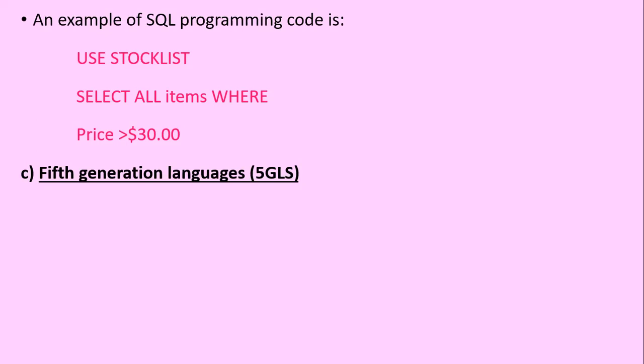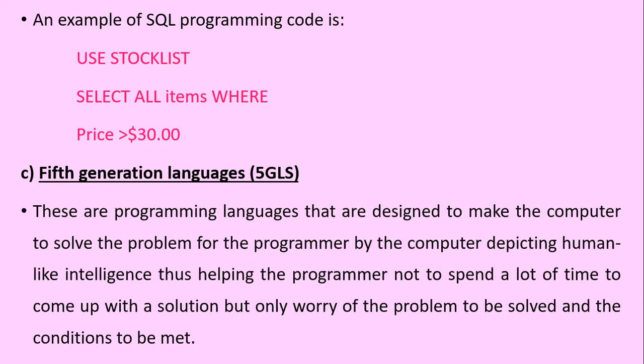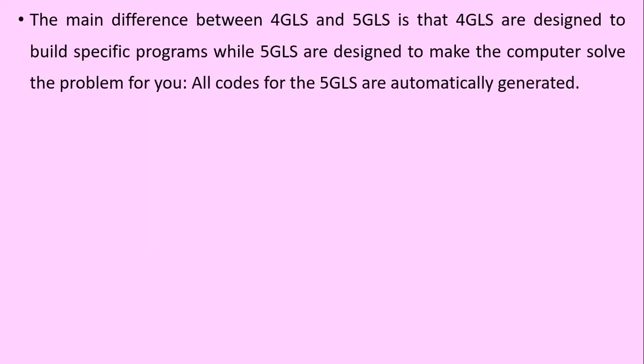Let's now focus on fifth generation languages. These are programming languages that are designed to make the computer solve the problem for the programmer by the computer depicting human-like intelligence, thus helping the programmer not to spend a lot of time coming up with a solution, but only worry of the problem to be solved and the conditions to be met. The main difference between fourth generation languages and fifth generation languages is that fourth generation languages are designed to build specific programs, while fifth generation languages are designed to make the computer solve the problem for you. All codes for the fifth generation languages are automatically generated.